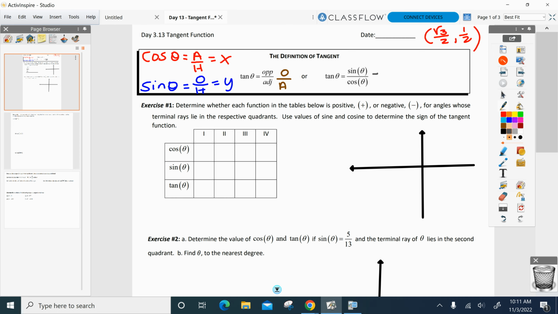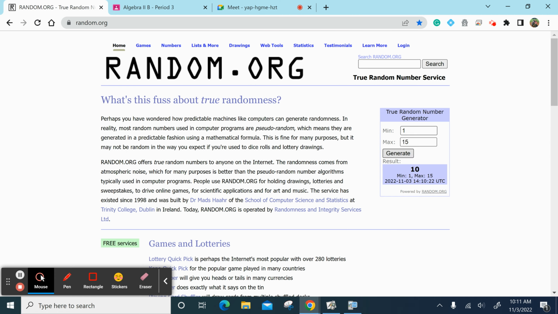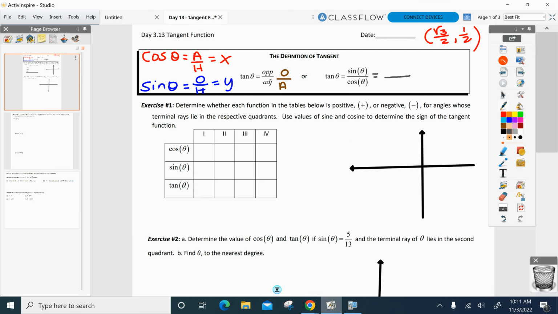So help me fill this out. Sine over cosine is tangent. What's the sine coordinate again? And what's the cosine coordinate? There you go. So that's how you find tangent on the unit circle. Take the y coordinate, divide it by the x coordinate. Are we all right?